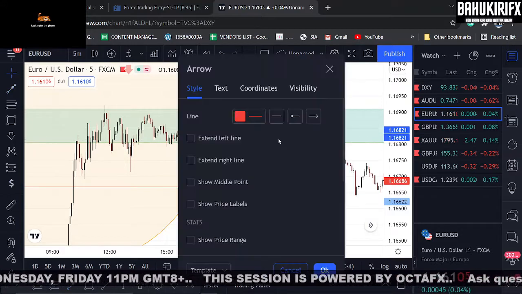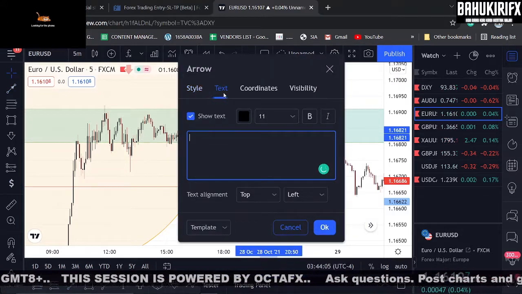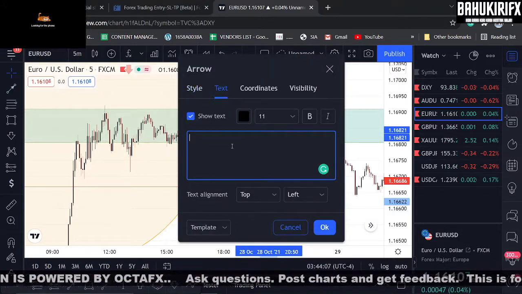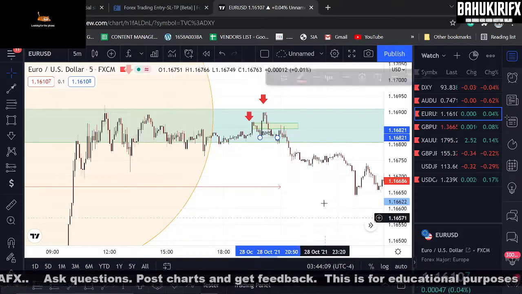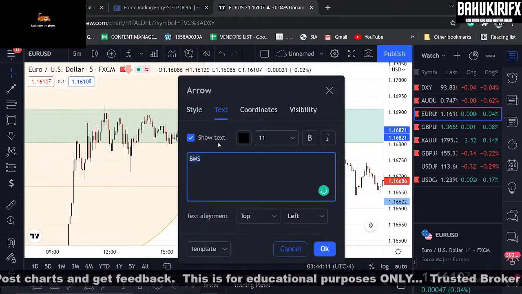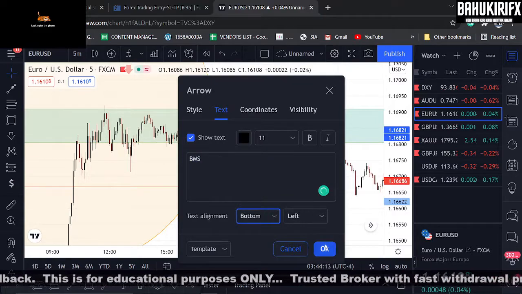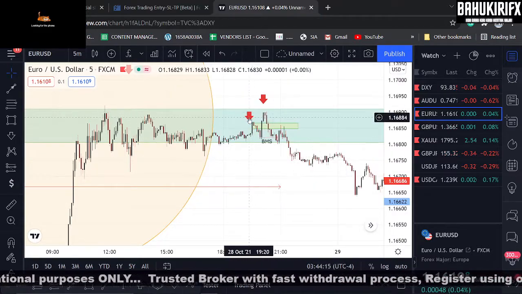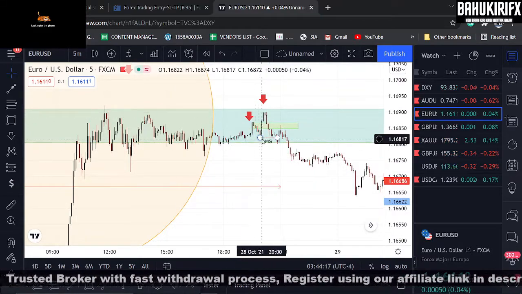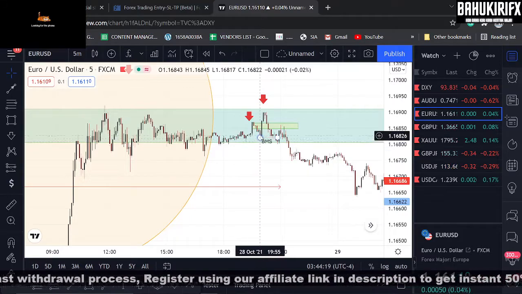Okay, ini kalau betul-betul siapa yang betul-betul nak mata dia tajam lah, kena tengok benda ni. Okay, dia ada BMS kat sini, break of market structure. You can see there, nampak tak? Okay, bahu kiri, kepala break the bahu, the BMS kat sini, nampak?